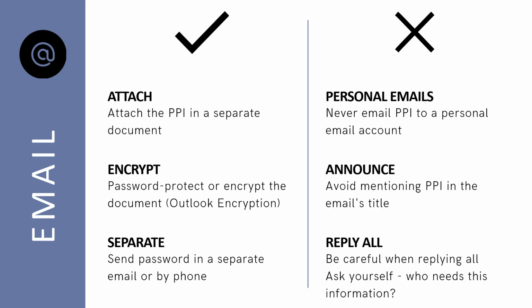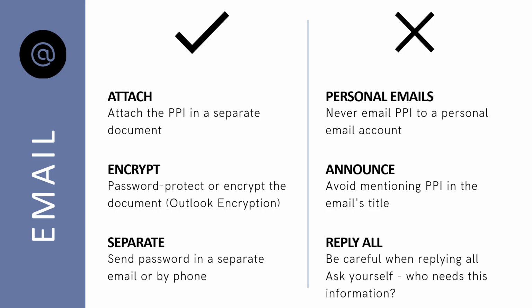When sending PPI via email, be sure to attach the PPI in a separate document. The PPI cannot be in the email body. This is so that you can password protect or otherwise encrypt the document that contains PPI. When you do so, be sure to send the password in a separate email or by phone to the person who's receiving it, so that anyone who gains access to your email does not have access to the PPI as well. Never send PPI to personal email accounts.